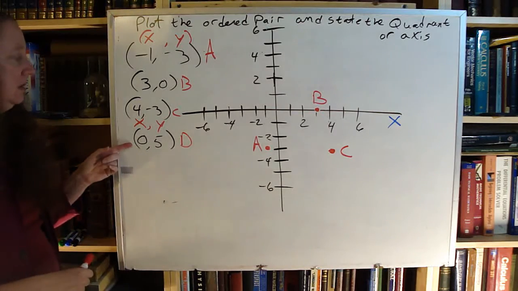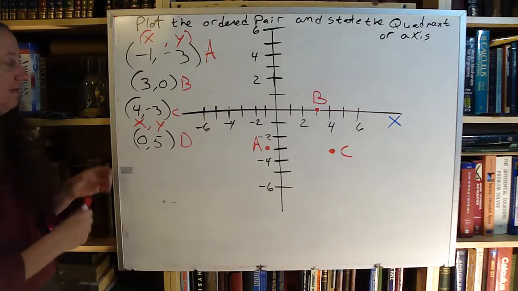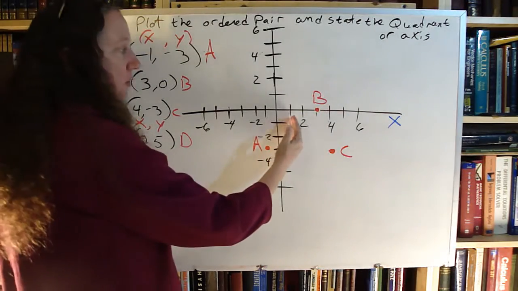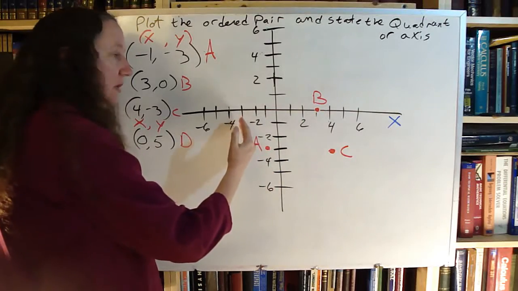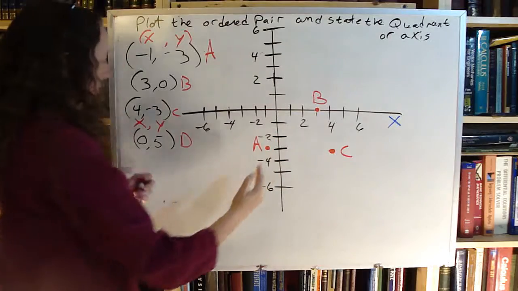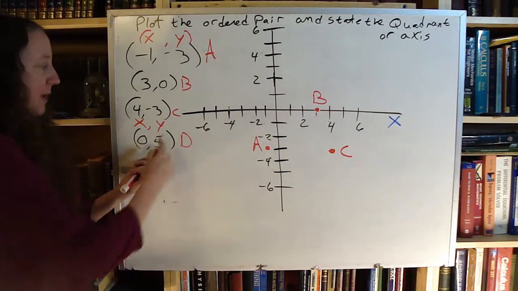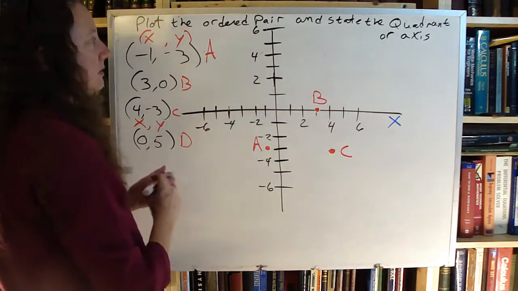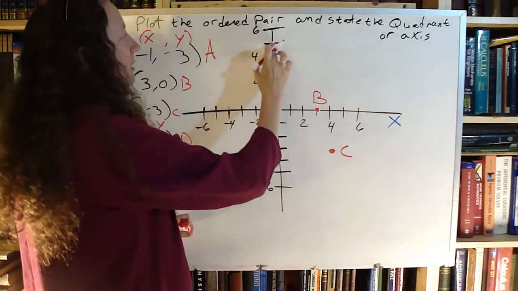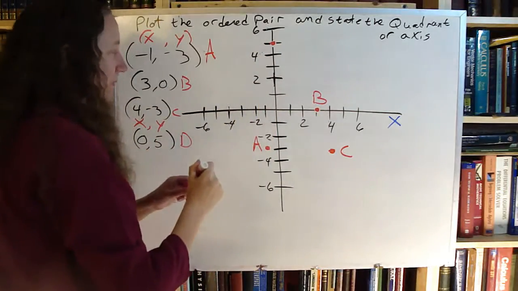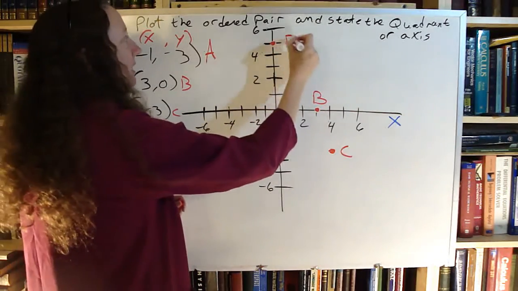My last one here, D, 0, 5. So my x value is 0. So I don't go over to +1, I don't go to -1. I stay right there on the line. Comma 5, my y value is 5. So I'm going in the positive direction. Find 5, staying on the line. And there is point D.